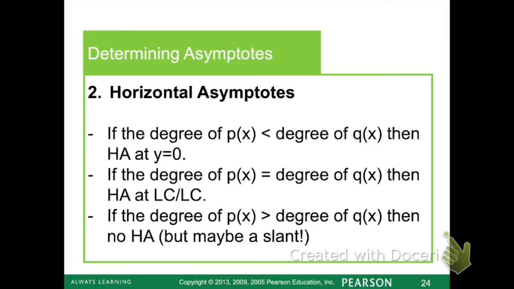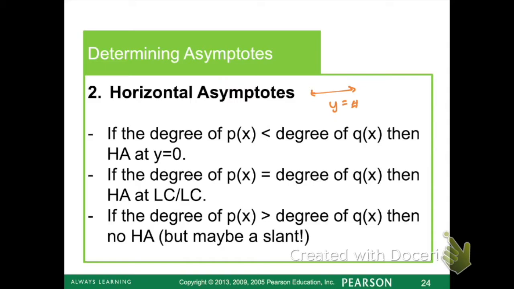Next, we're going to talk about horizontal asymptotes. Horizontal lines are like this. So our asymptotes, when we're talking about the horizontal, are always going to be y equals a number. So we have three scenarios here. We're going to look at the degree of the numerator, p of x, and the degree of the denominator, q of x. Remember, degree is just the highest exponent.